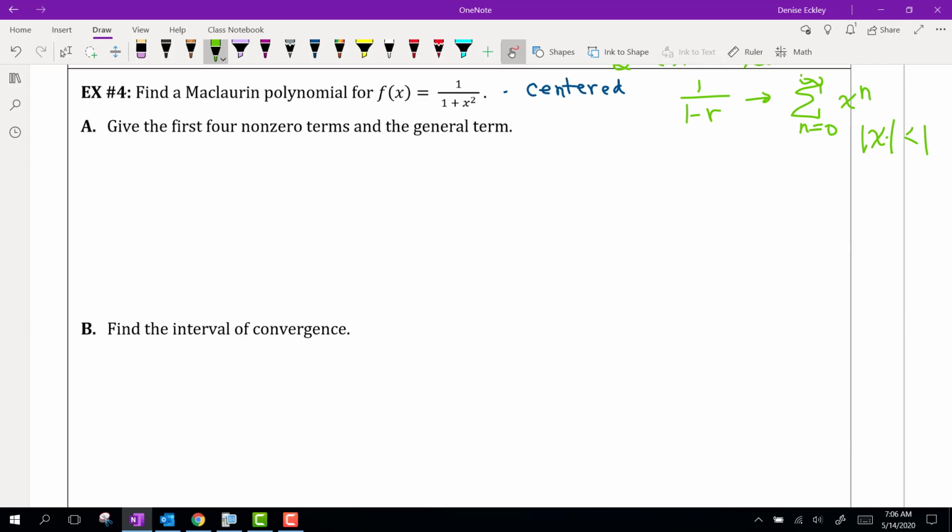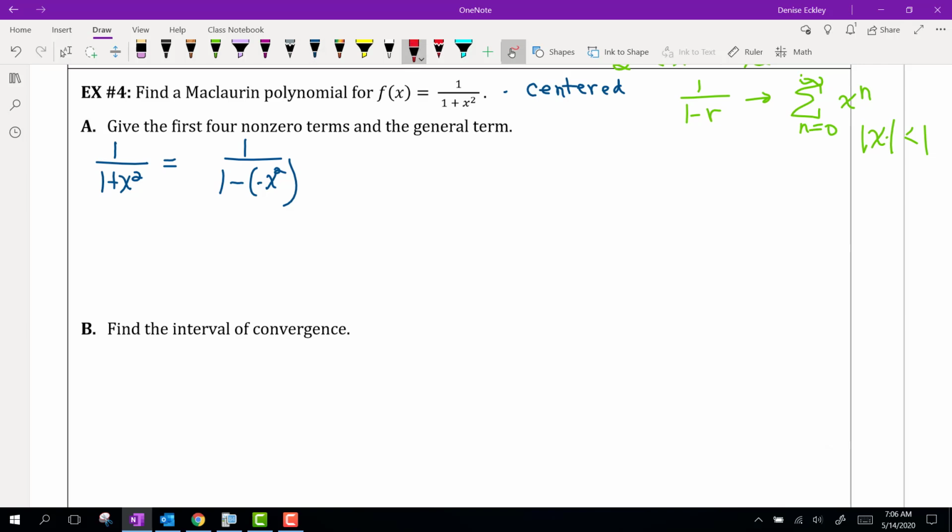Okay, so starting out with the first 4 terms, the first thing we want to do is make it look like our 1 over 1 minus r. So we're going to take 1 over 1 plus x squared, and write it this way. We're going to change that plus to a minus, and then put the negative x squared in parentheses, so that it still is positive 1 plus x squared, but now it looks like it's in the form of a geometric series.